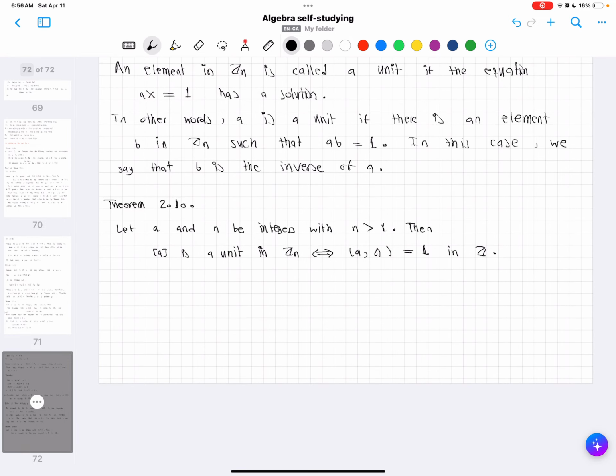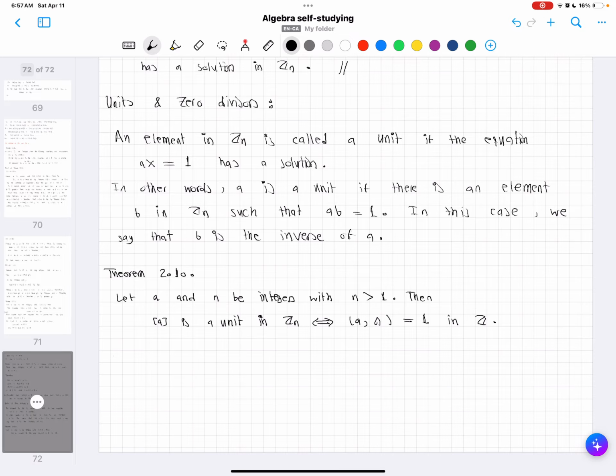Okay, so a non-zero element a of Zn is called a zero divisor if the equation ax is equal to 0 has a non-zero solution.